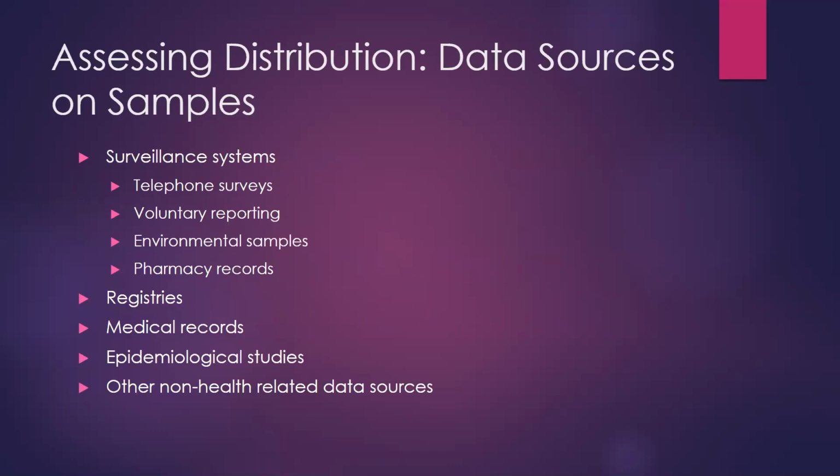So registries are where we select people who have a specific condition and follow them over time. It's very helpful for things like rare diseases or conditions that might not get picked up in a population-based surveillance system. And non-health related data sources might include things like purchasing records at pharmacies to give us a sense of how many people might be sick at a particular time, using GIS and other movement data sources to help us see where and how things might be spreading.